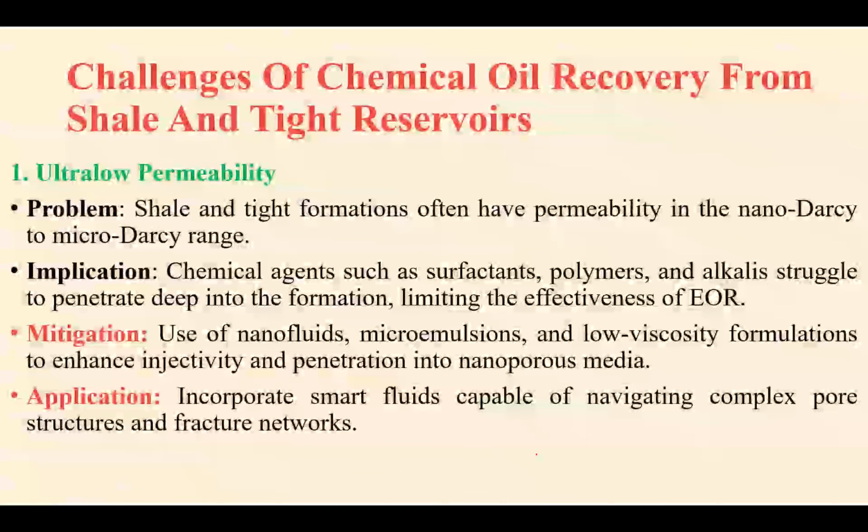Now the question is, so far we have discussed just the important mechanisms of the different chemical methods. As I mentioned earlier, shale and tight reservoirs are unconventional, so significant challenges are there. Let us see what the challenges of chemical recovery from these shale and tight reservoirs are.